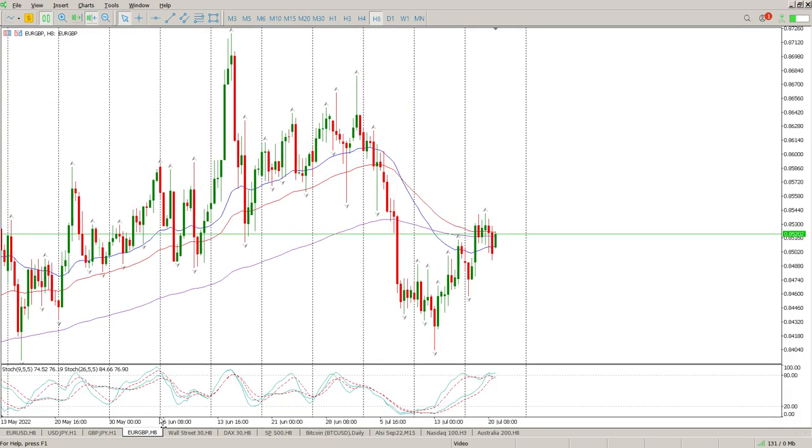Lastly, Euro British pound, and again, look at these tails to the upside, tails to the downside for most of the tail end of this week. And we're just above the 155 EMA here. This is sideways as far as I'm concerned. Not interested in this.